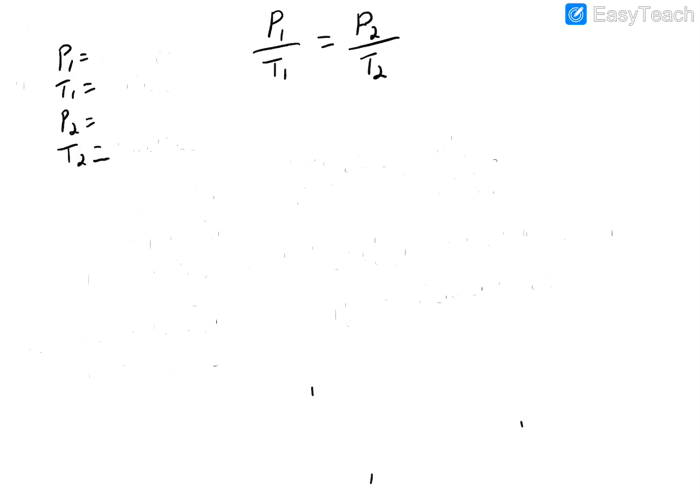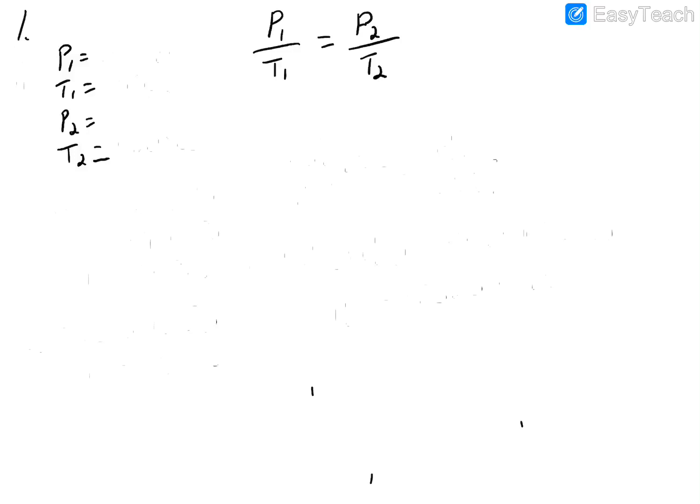Okay, number one, Gay-Lussac's. Now we have pressure and temperature as our two things we're working with. We're not doing volume. Volume is constant, so it cancels out. This is also a direct proportion relationship. So if one goes up a certain proportion, the other is going to go up the same. If one goes down, the other is going to go down the same proportion.